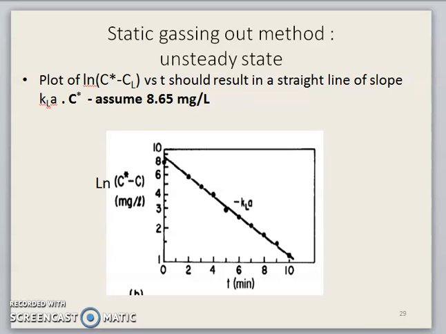Then it will give you a straight line, a negative linear line, with a slope of negative KLA. So the slope of the line gives the value of the KLA. The C star value you can refer to in the table of dissolved oxygen at different temperatures and pressures, because it depends on the temperature of the fermentation.